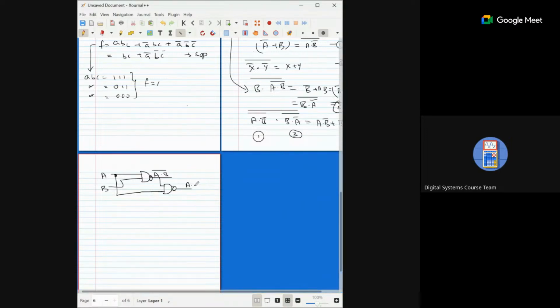This gives A dot A B bar the whole bar. If I take the B term and NAND it, it gives B dot A B the whole bar. Am I right? Is it fine? And passing these two things to another NAND gate, we know that it is A XOR B, which we have just discussed. So a total of 4 two-input NAND gates is sufficient to implement this XOR operation.